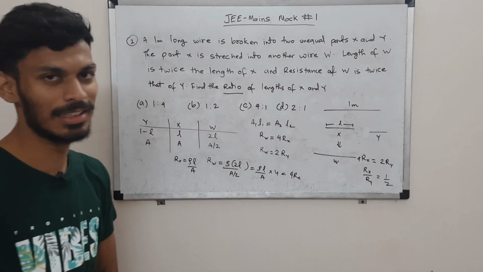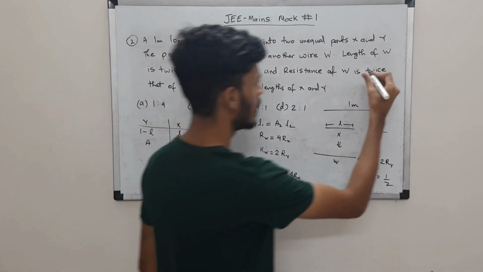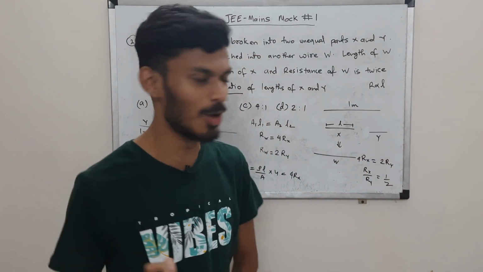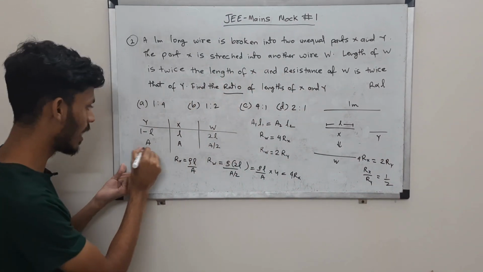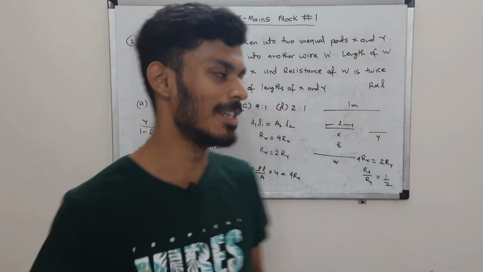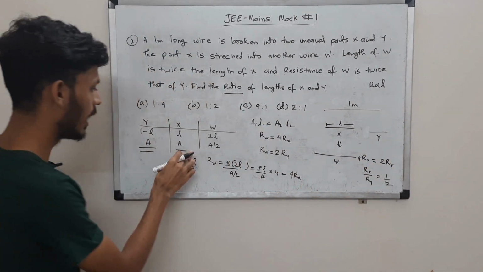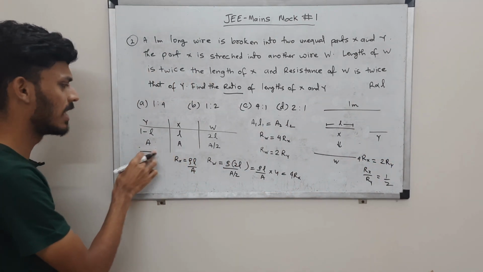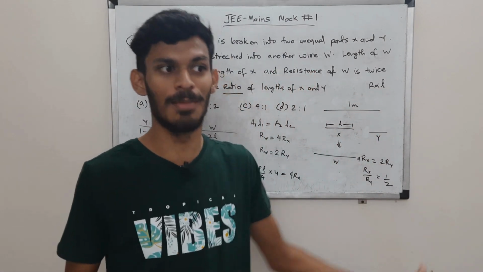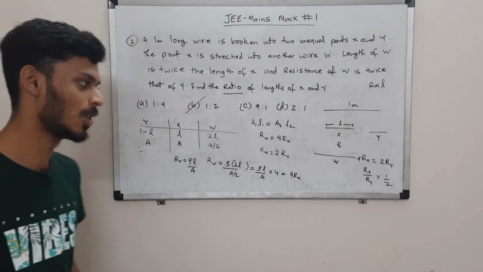The ratio of lengths will also be the same, because if you see, resistance is directly proportional to length when the area is constant. In this case the area for Y and the area for X is the same, because they are cut pieces. We are not stretching them. X and Y are cut pieces. So the area for both of them is the same, so resistance is directly proportional to length, and the ratio of resistance will be the same as the ratio of length. That simple. So 1:2 is the correct choice over here.